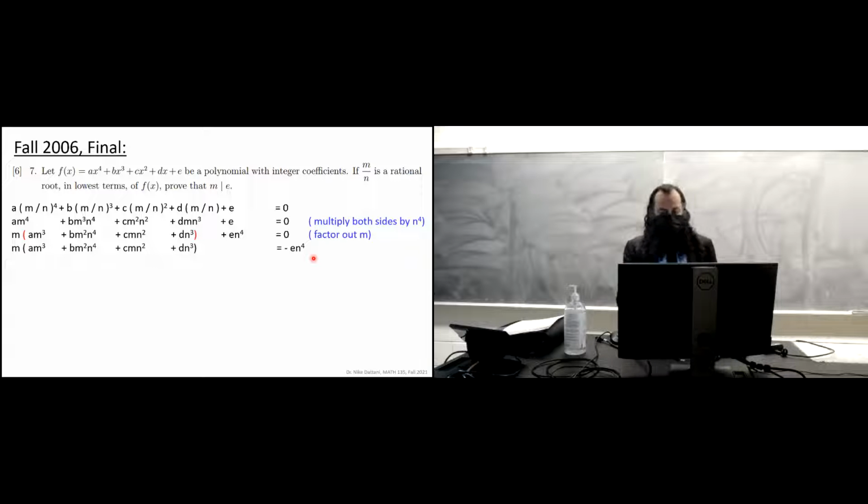Okay, so first of all, does anyone disagree that m divides negative en to the 4? Anyone disagree? No, because here I have negative en to the 4 equals m times a constant, and this constant is an integer. So everyone agrees with this. M divides negative en to the 4. That means m divides en to the 4.